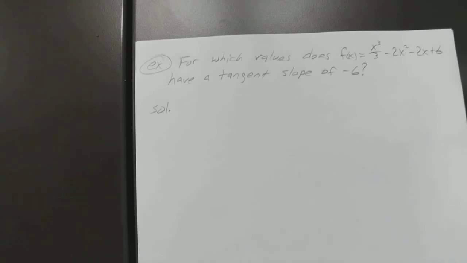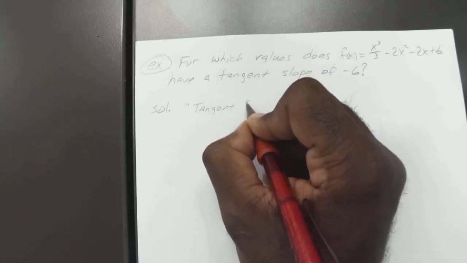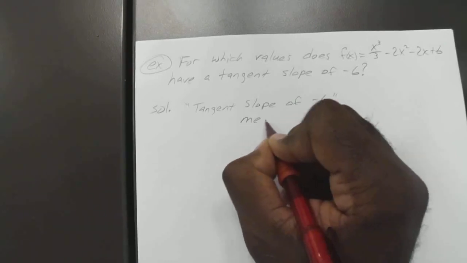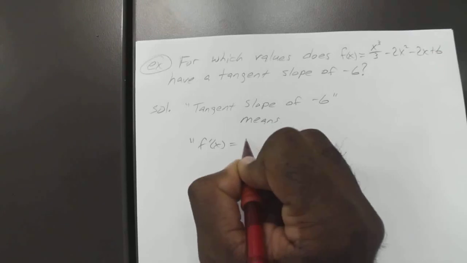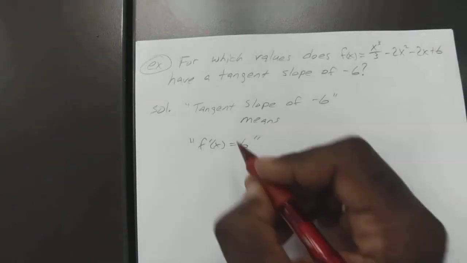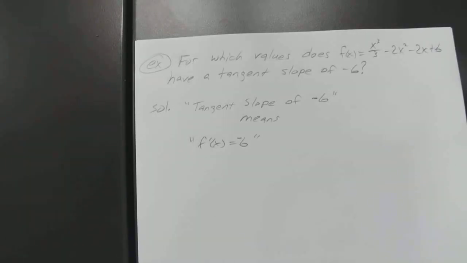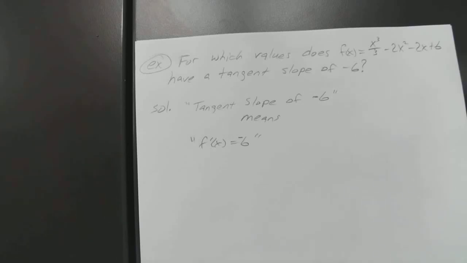Okay. So tangent slope of negative 6 is just a fancy way to say where f prime of x equals negative 6. So all you have to do is find the derivative and then find where the derivative is negative 6. And that will tell you that if you graph this one, at this point and this point, they'll both have a slope of negative 6 at those two points.